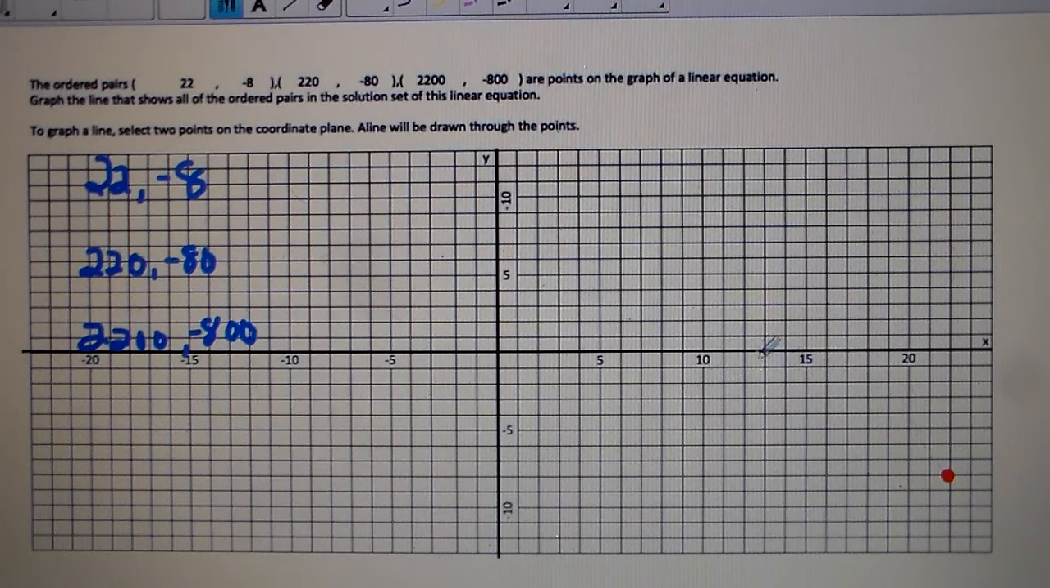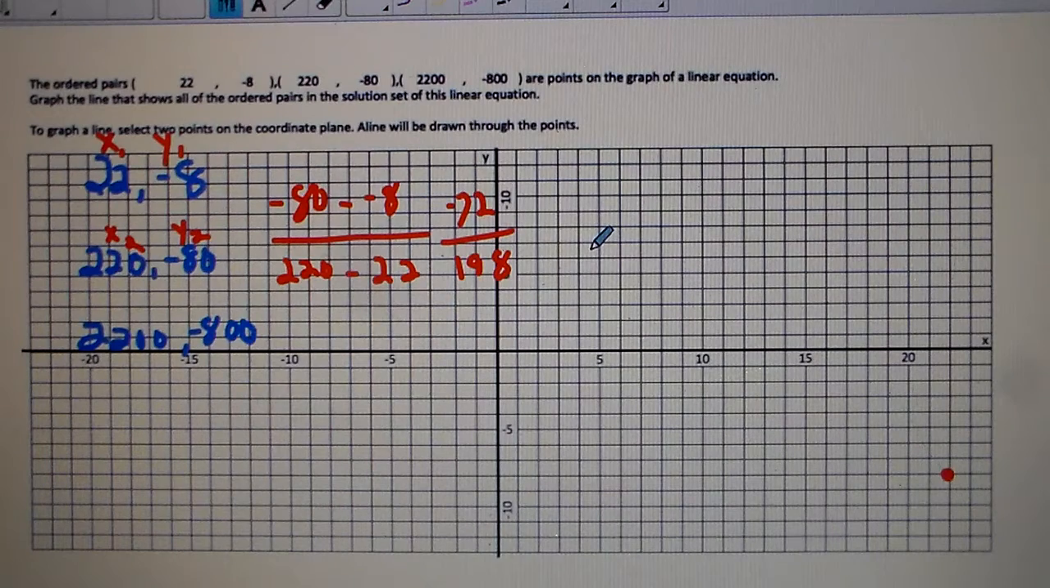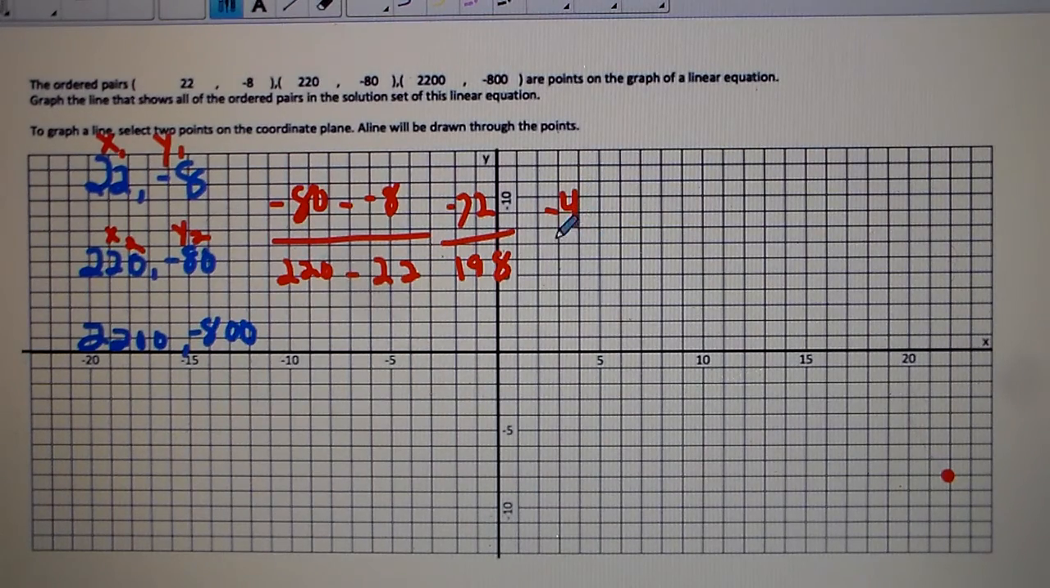From that point, we got to find the slope to make this line. So we do our x1, y1, x2, y2. So I make my graph y2 minus y1, so -80 minus a -8 over x2, 220, minus 22, which is our x1. So -80 minus a -8, that gets us -72 over 220 minus 22 gets us 198. So -72 divided by 198, we get -4 over 11.